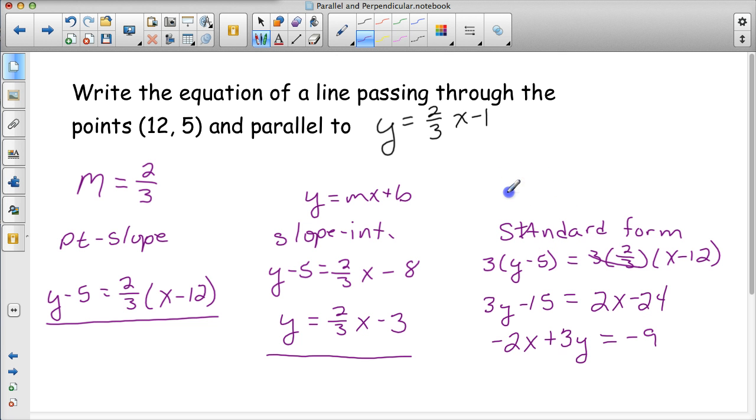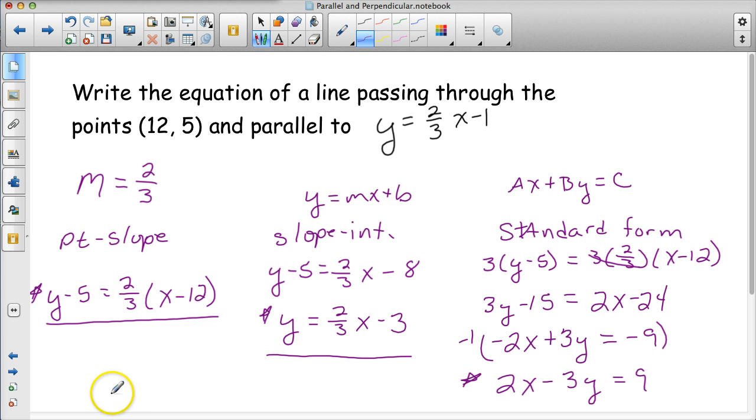Finally, because I want standard form to be ax plus by equals c, and I want a to be a positive integer, I'm going to multiply my entire equation by -1 so that I can change my signs and a will become positive. Then I get 2x minus 3y equals 9. This is the equation in standard form, the equation in slope-intercept form, and the equation in point-slope form. All 3 of these are equations of the exact same line.